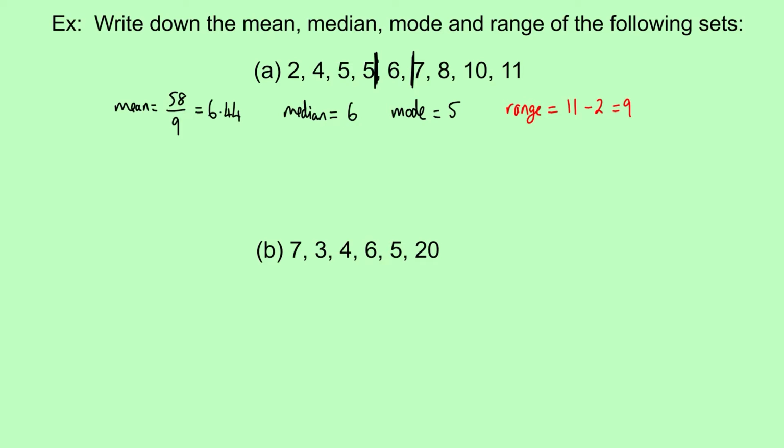So that's how you calculate your mean, median, mode, and range. You'll notice here that the mean, the median, and the mode are all fairly close together, and that's usually the case with most normal data sets. Let's have a look at the second example.